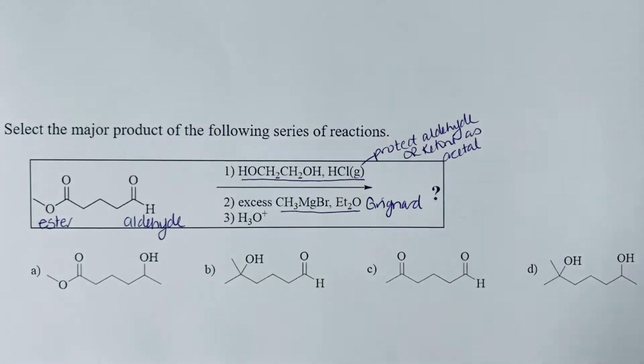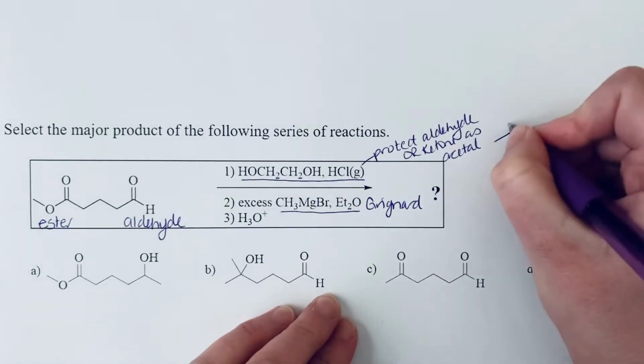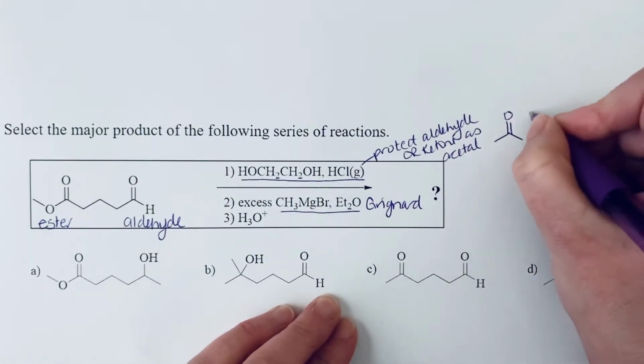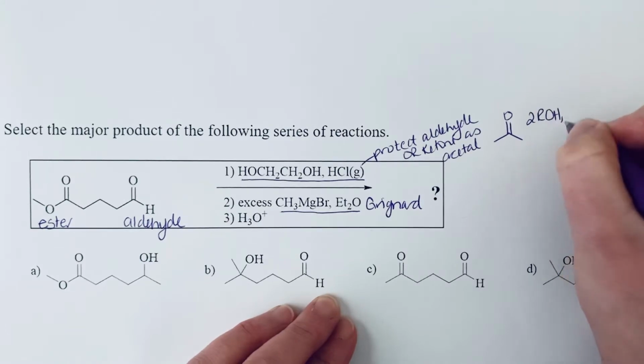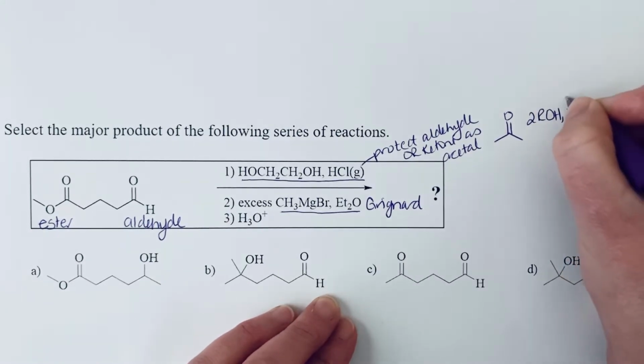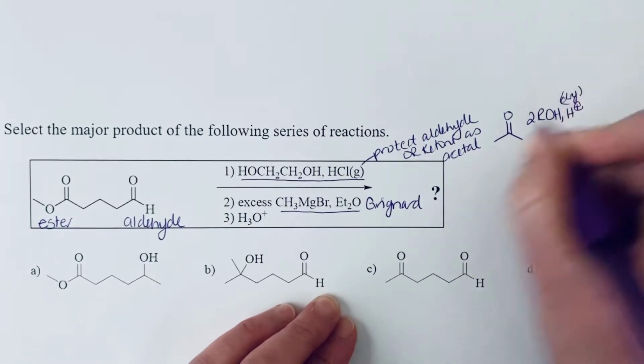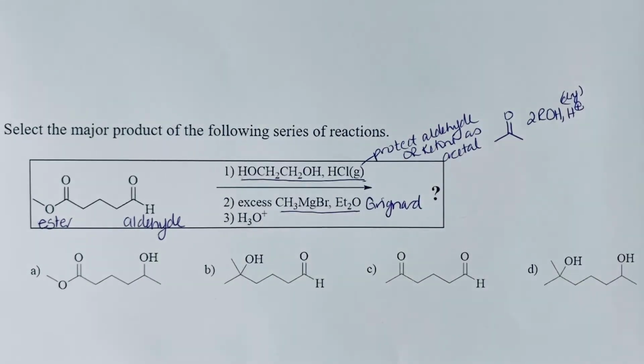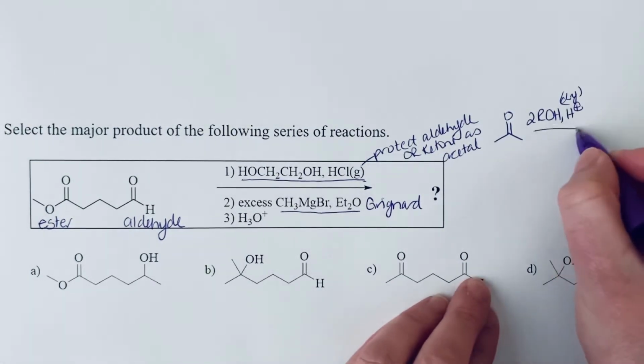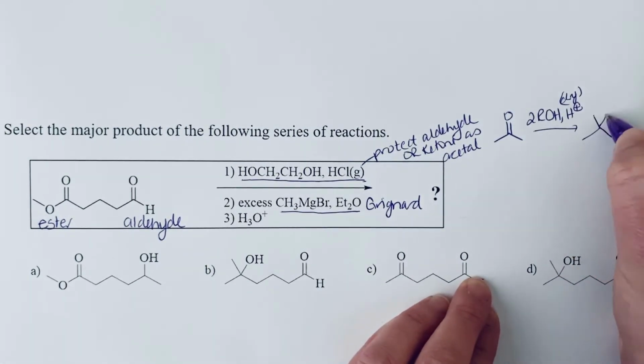So here is the general reaction to form an acetal. So you've got a carbonyl, two equivalents of alcohol, and some sort of dry acid. So HCl gas is a good one. Dry is important, meaning excluding water. And that would help you to form an acetal. So this is what an acetal looks like. So something like this, okay?